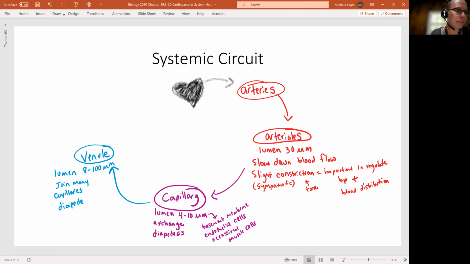So remember, when we talk about diapedesis, we're talking about those white blood cells leaving the circulation, moving into the lymph, moving into your body tissues to be really effective at getting rid of pathogens and all of that.